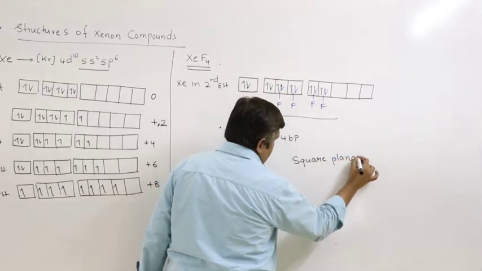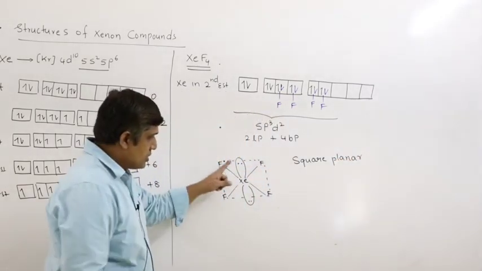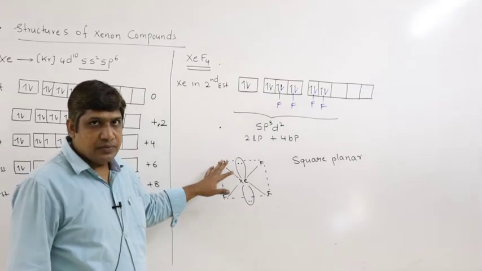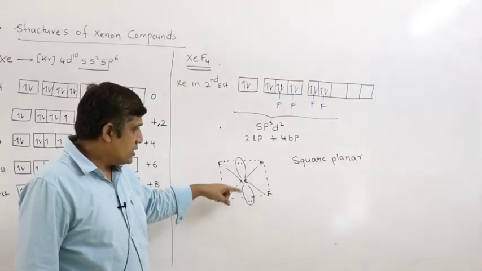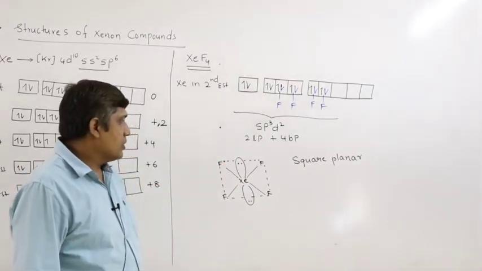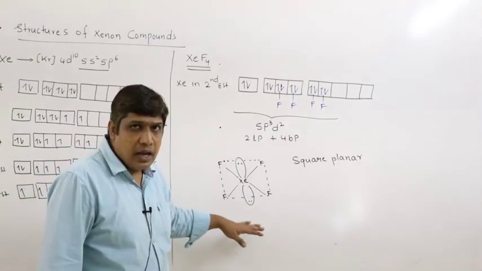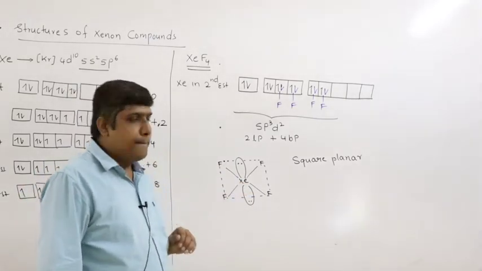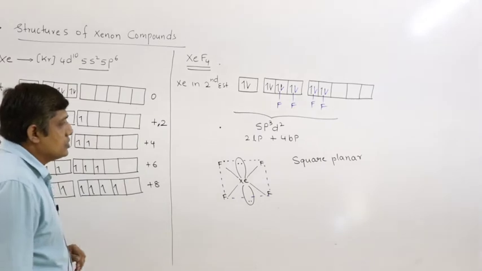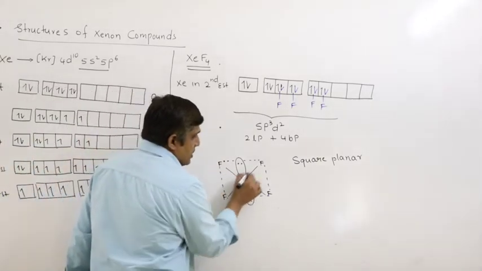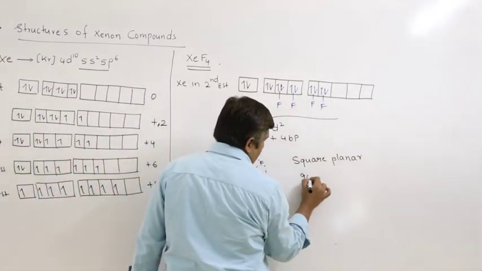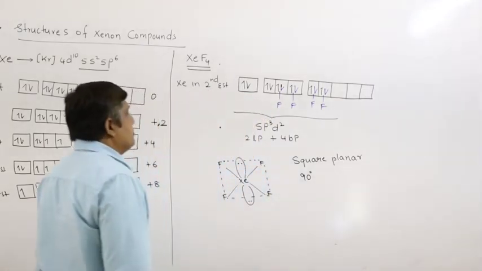Square planar shape, 2 corners occupying opposite positions, they are present up in opposite directions. One is above the plane and the other one is below the plane. Right. So what is the bond angle? This bond angle will be 90 degrees. Bond angle is 90 degrees.